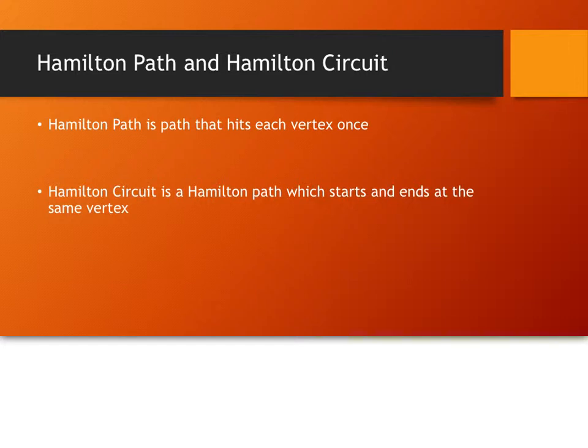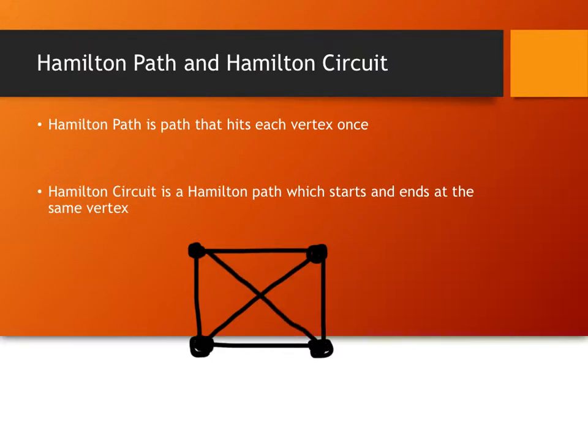Now a Hamiltonian path, we saw what a path was before. A Hamiltonian path, or Hamilton path, I should say, is a path that hits every vertex once. All right, so if we have a graph, let's just say I have a nice complete graph on 4 vertices. I'll call these vertices V1, V2, V3, and V4.